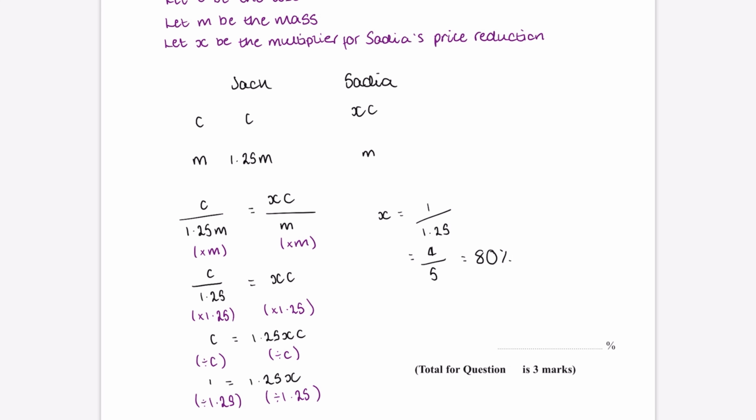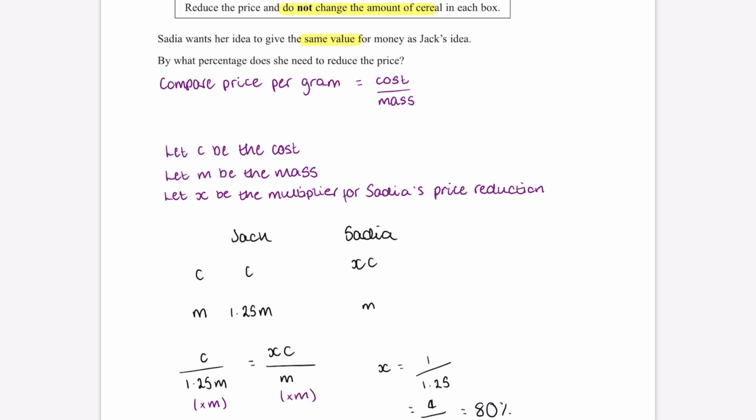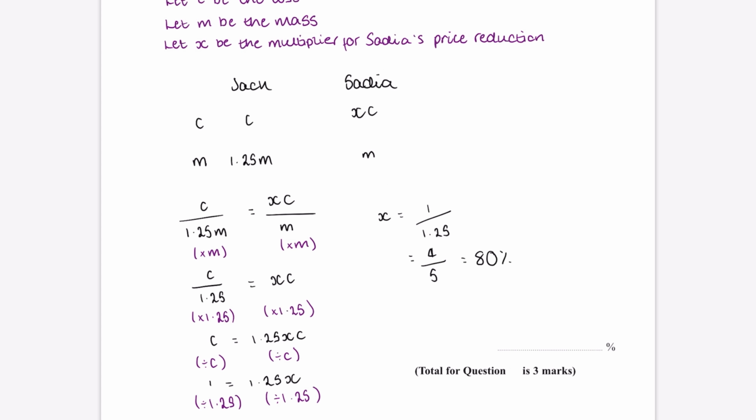So therefore, Sadia's cereal costs 80% of the original price of cereal. However, for this question, we were asked by what percentage she needs to reduce the price. If it costs 80% of the original price, then the amount we will have reduced it by will be 20%. And this is our final answer.